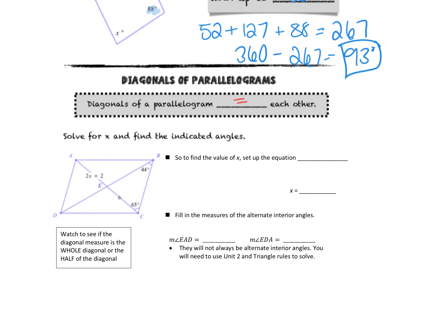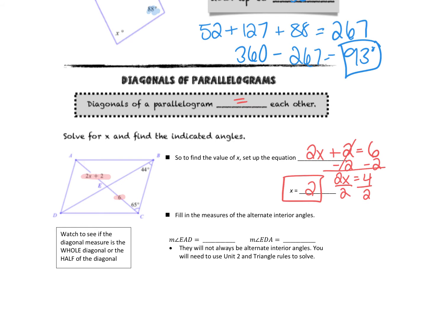So since diagonals of a parallelogram are equal to one another, then I can say that 2x plus 2 is equal to 6 because it's the other side of the parallelogram. So we've got 2x plus 2 equals 6, and then we're going to solve it. If I do my two-step problems in algebra, I'm going to subtract 2 from both sides, and then I'm going to be left with 2x equals 4, divide both sides by 2, and x is 2. So we found x simply by setting up the equation where they're equal to one another.